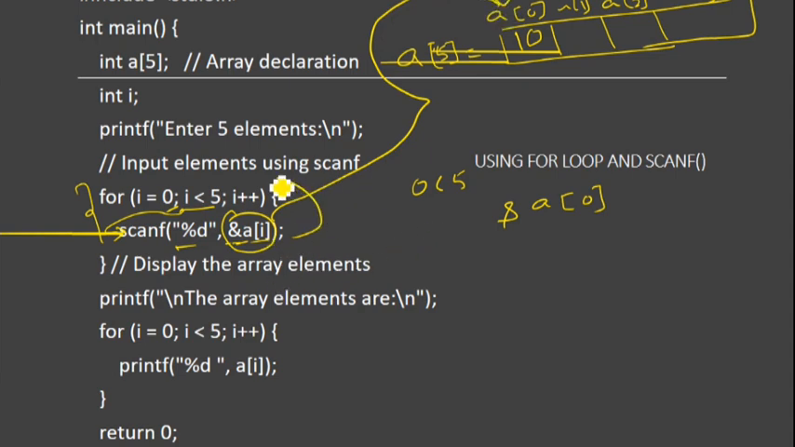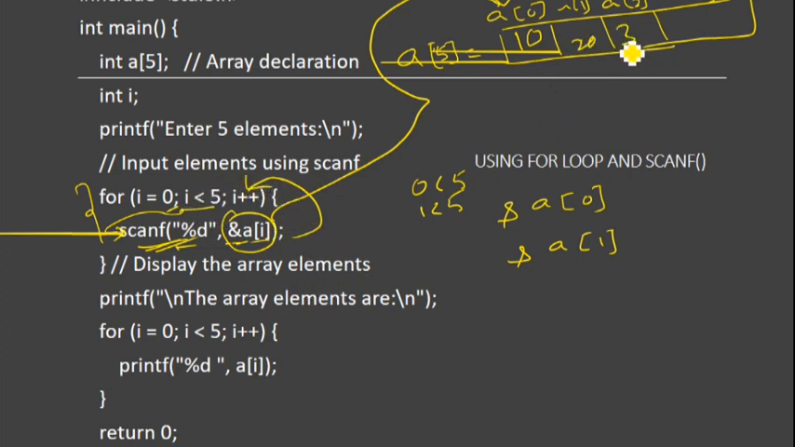After that, it goes here, and i will become 1. So 1 is less than 5, true. Now it again comes here, and now it is &a[1]. Now the value I am giving is 20. This is going to be stored in the second location, 20. Again i becomes 2, and 2 is less than 5, true.